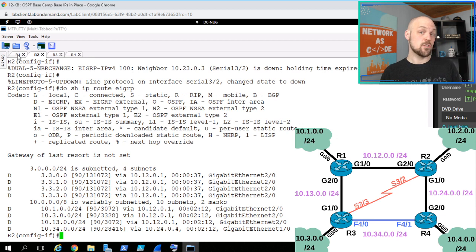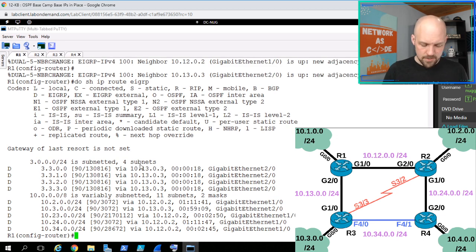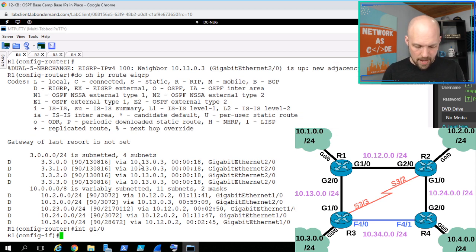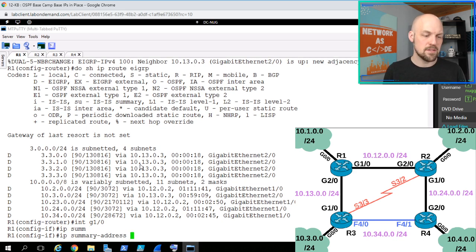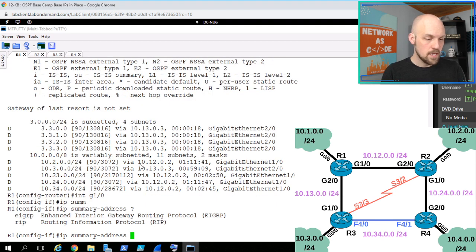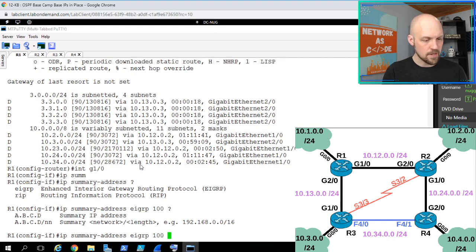We could summarize actually on router three, but let's summarize in router one. So router one's going to know that there are four real routes, and it's going to lie to router two and convince router two that there's only one. Again, this configuration is just like some of the other ones I mentioned earlier. It goes onto the interface. So we get onto this interface gig 1/0, hit enter, and we're going to do a summary address. So IP, again, you'd think it'd be IP EIGRP, but it's IP summary-address. I'm not crazy at least. So EIGRP, and then 100 for the autonomous system number.